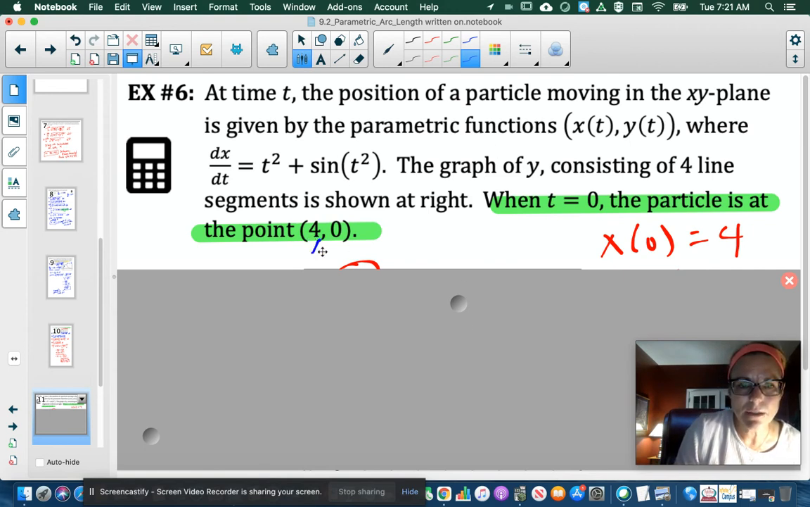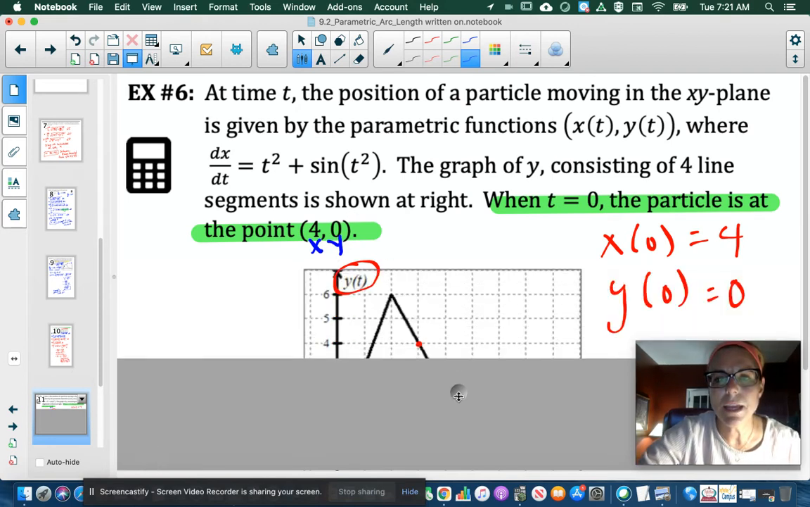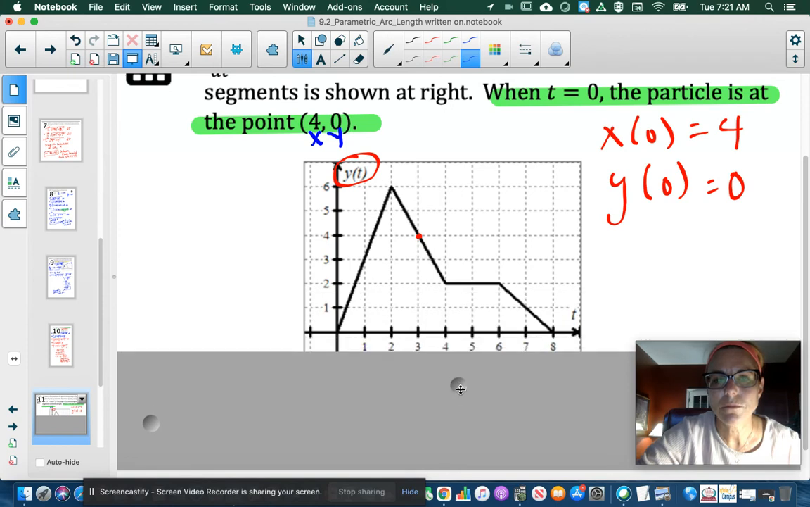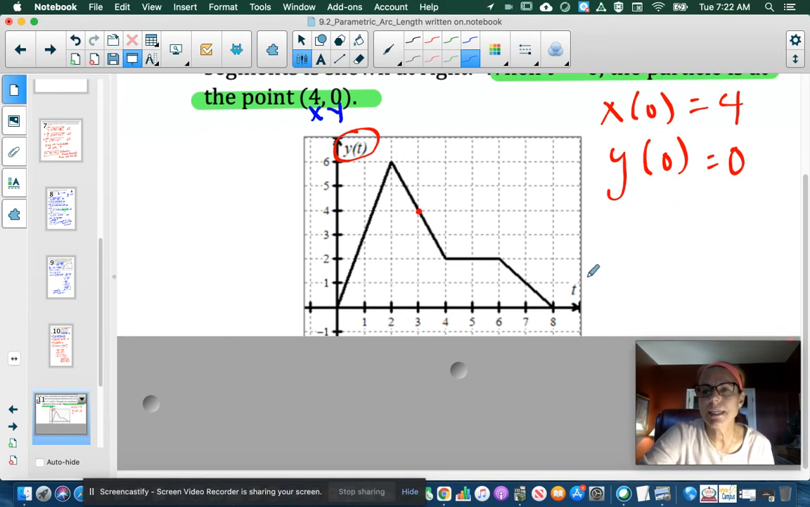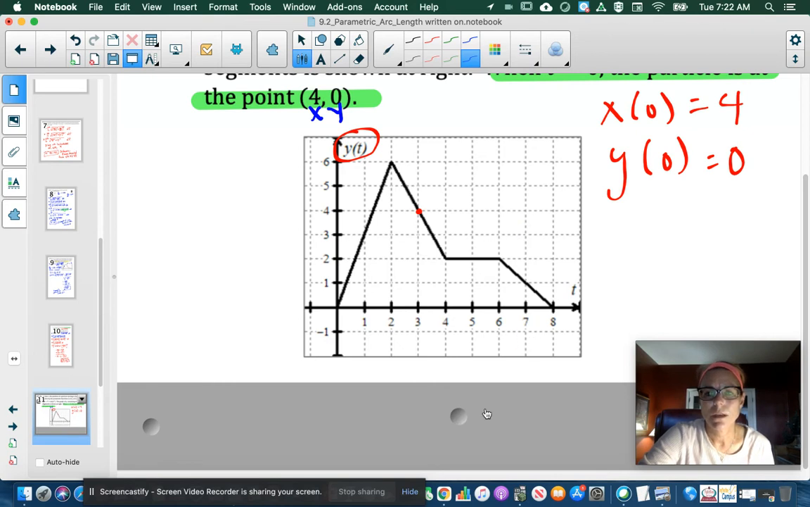This is x, this is y. So that basically is saying that the position of x at time 0 is 4. The position of y at time 0 is 0. It's kind of going from rectangular coordinates to parametric coordinates. This graph reflects t on the x-axis and y of t on the y-axis, and that's important as we go through this example. I think I need to scroll up.